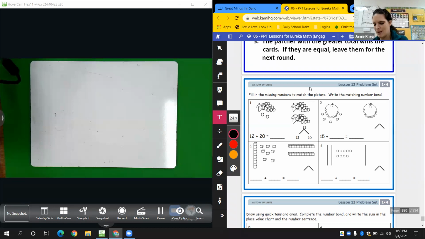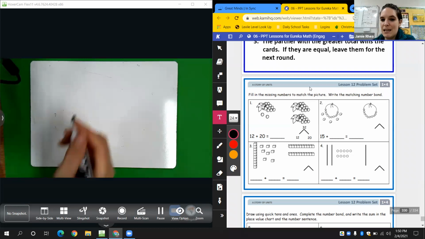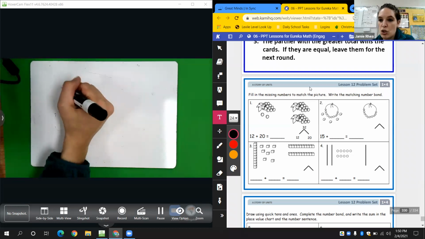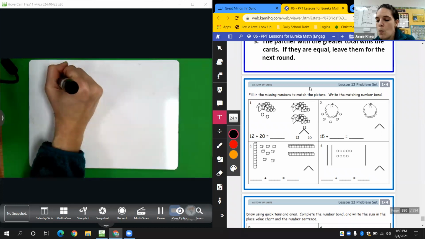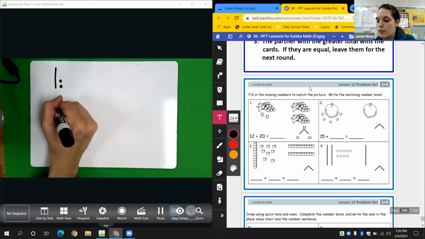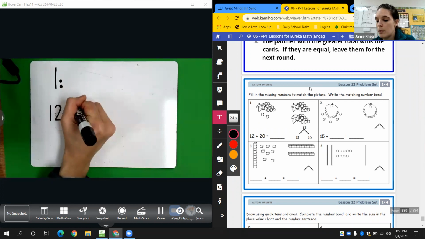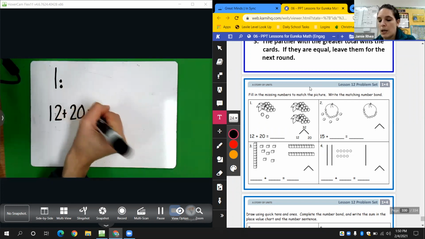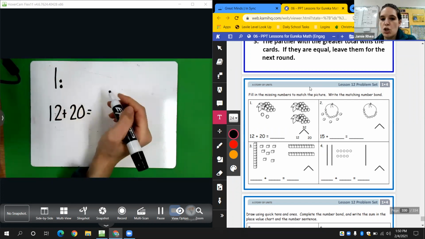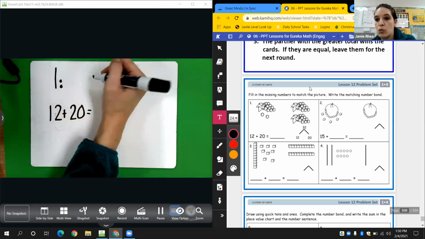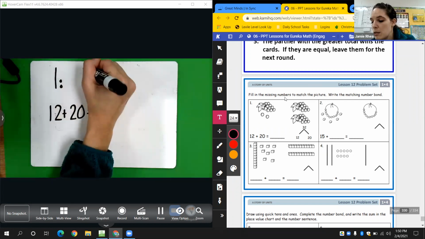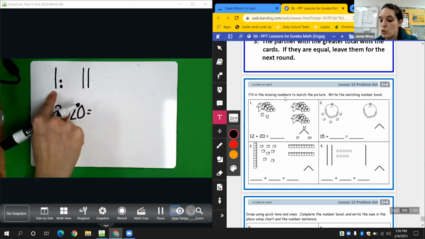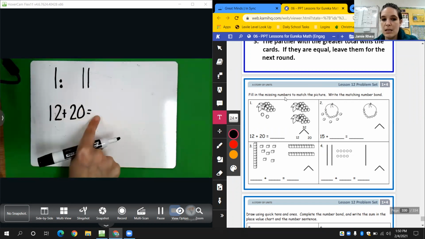All right, number 1, I see a group of grapes and 2 more. So 1 group of grapes and 2 more make 12. And this is already on your problem set. Okay. Now, then it has 2 more groups of grapes. We know that a group of grapes that looks like this is a group of 10. So we have 2 groups of 10. So that is 20. So we have 12 plus 20 equals.